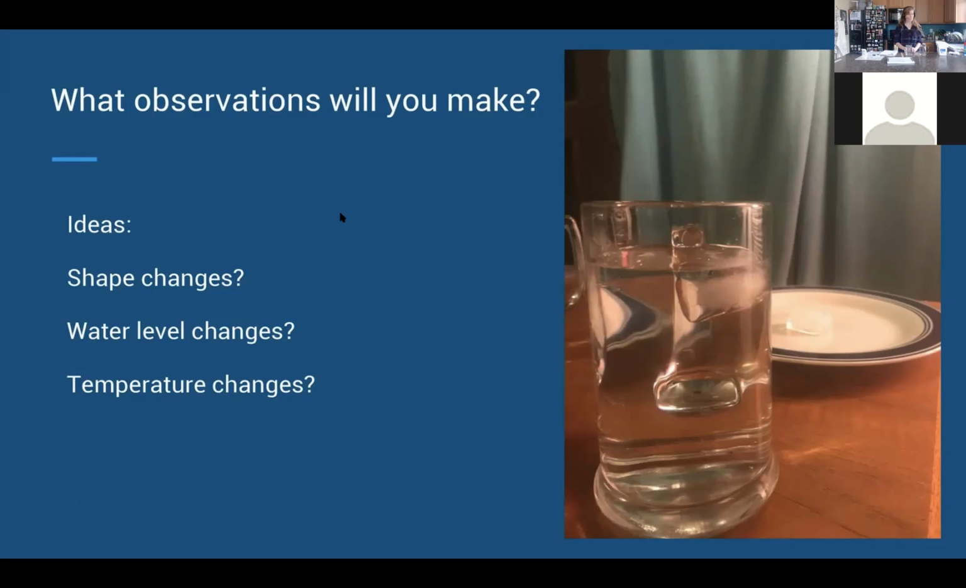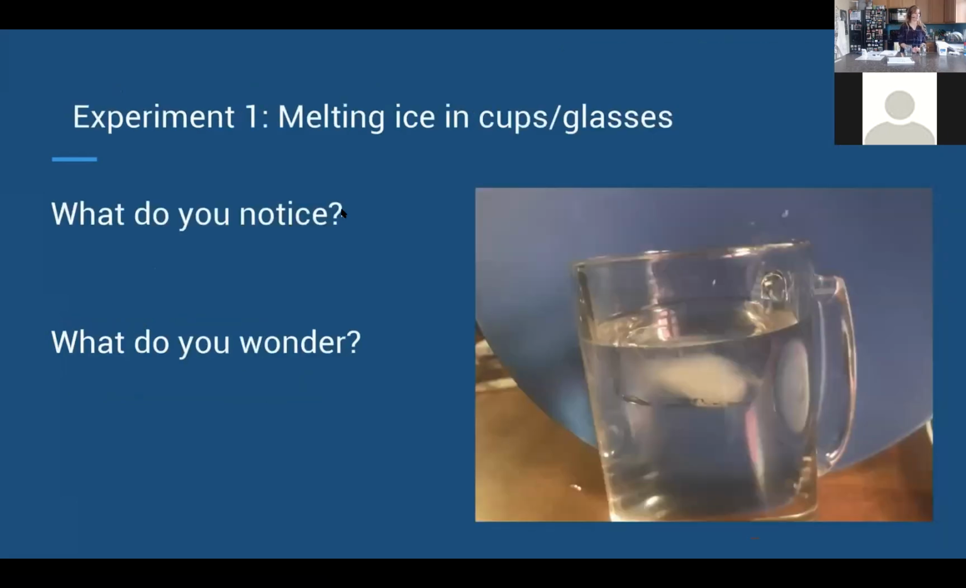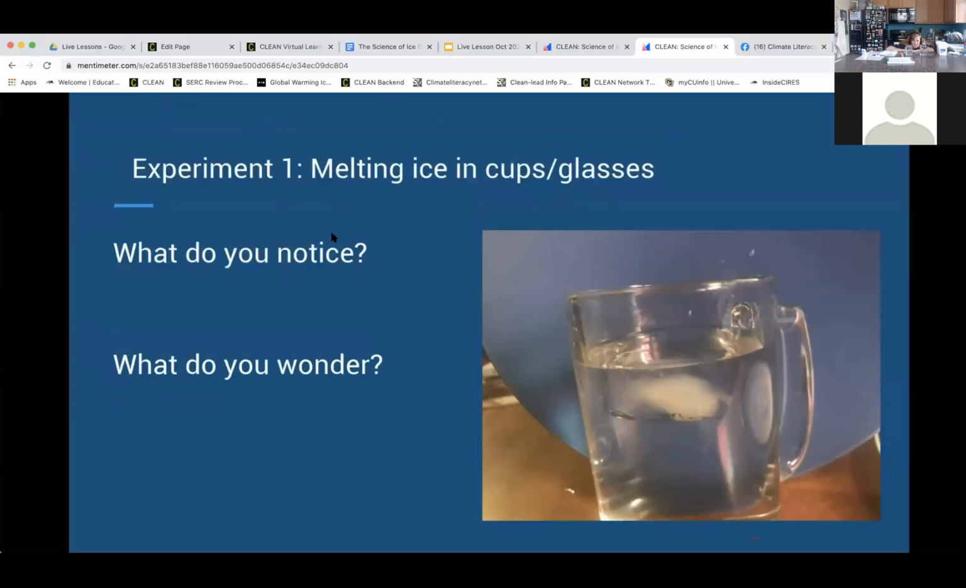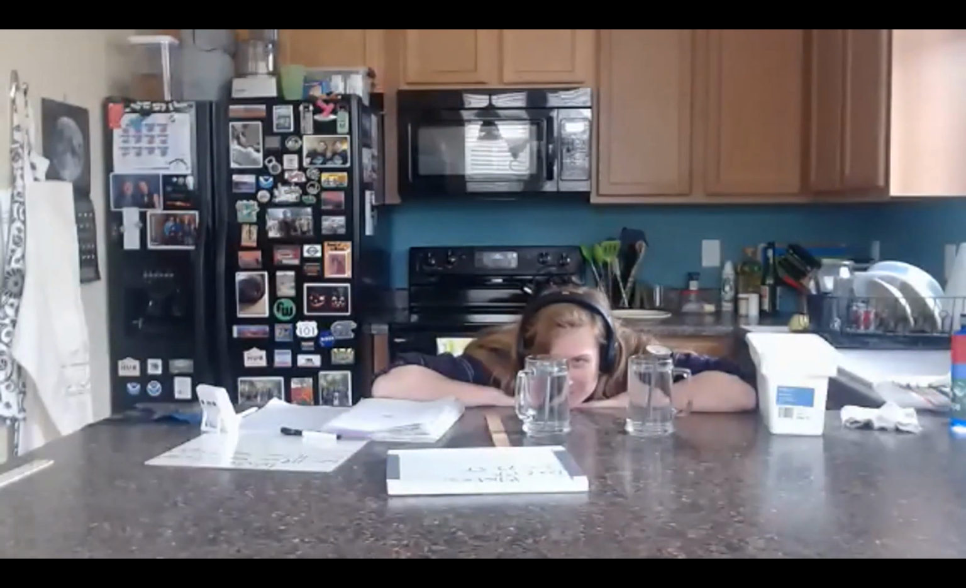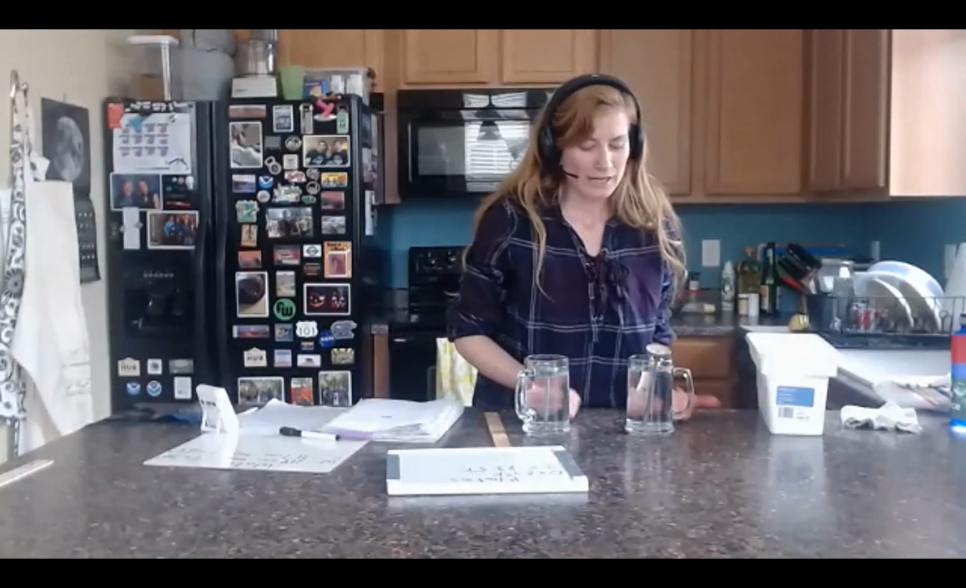Great. So now let's look. Let's go visit our glasses and see what has happened. So what do you notice? Let's take a second and see. I'm using my eyes. I'm getting really close to see what is happening with the ice there. And what do you wonder about?